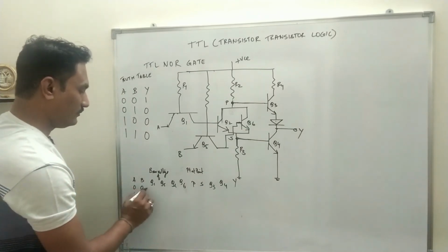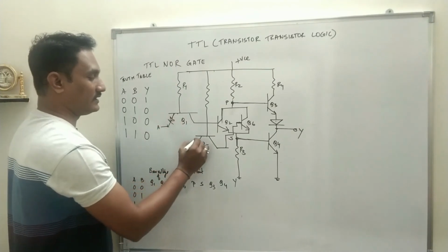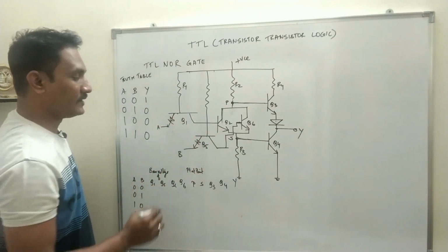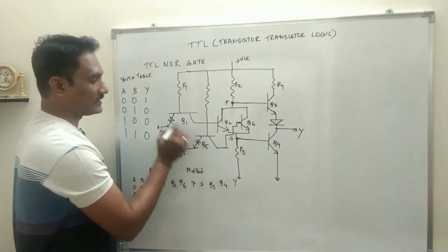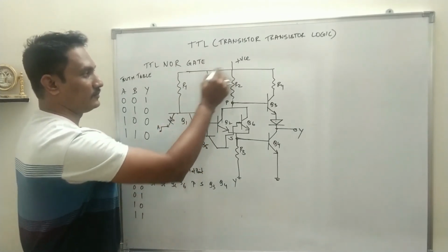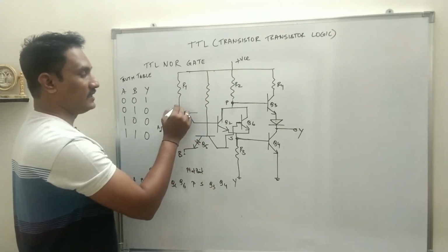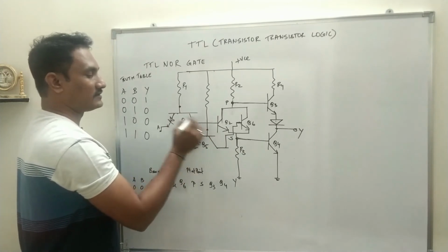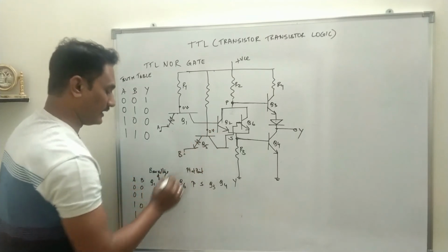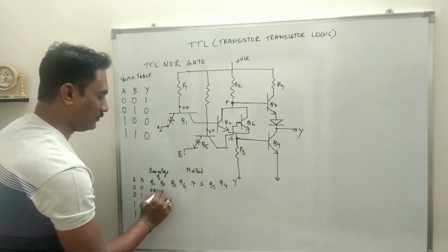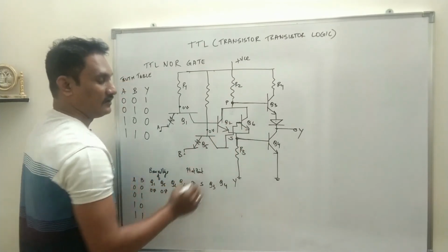So when both the inputs are 0, again as I said, we have to imagine a diode. Don't draw, but imagine a diode. So what happens when both A and B are grounded? Both the diodes are forward biased, P connected to positive and N connected to negative, so the base of both the transistors will be connected to ground. So base voltage will be 0 volt, 0 volt.